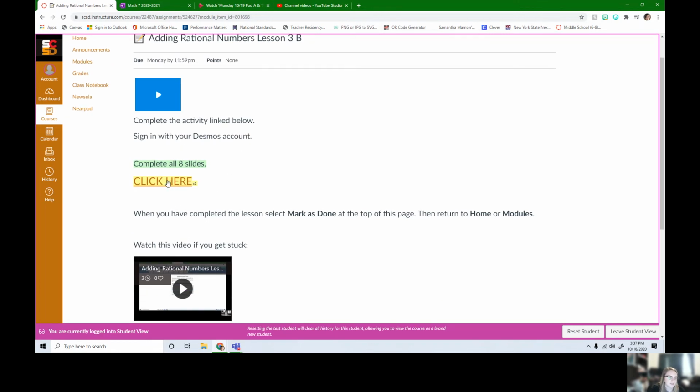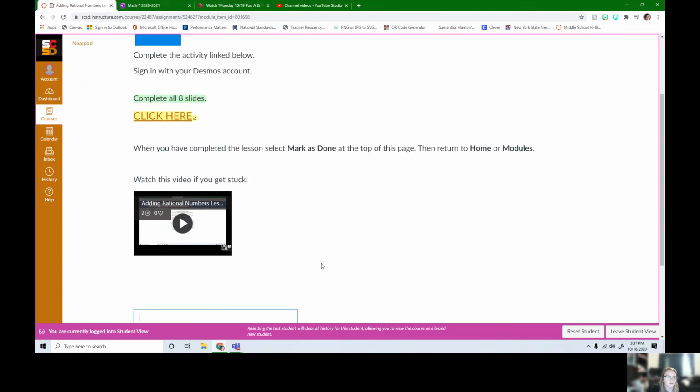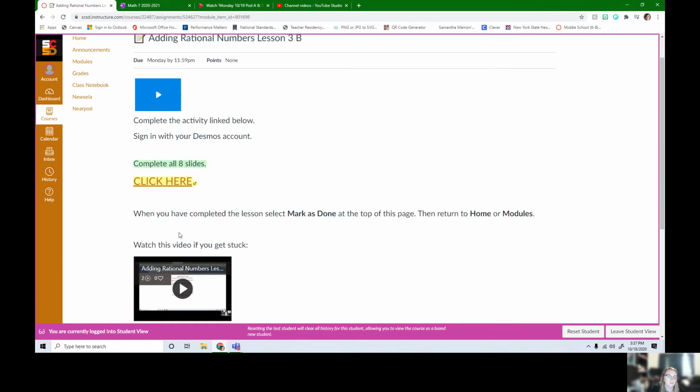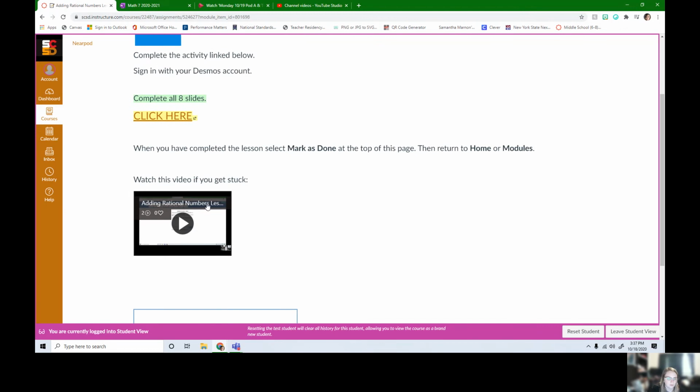So there's a Desmos lesson. They can click here to access the Desmos. When they are done, they can hit mark as done. There'll be a mark as done button at the top. Here is a video if they get stuck.